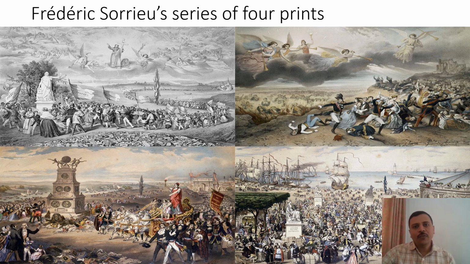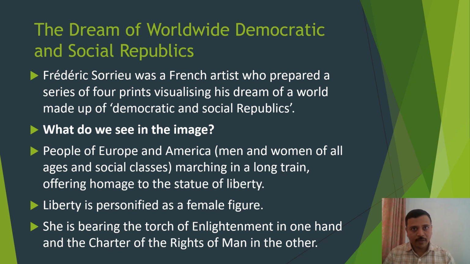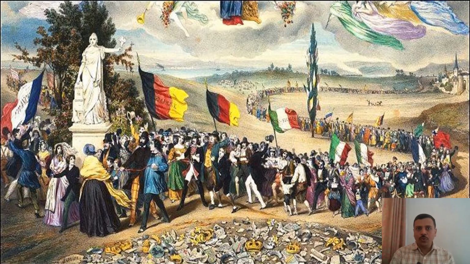So, dear friends, if we carefully observe the print that we are going to talk about, we will see that there are people of different nationalities, the people of Europe, people of America, men, women, children. You can identify them from their costumes and the flags they are carrying. They are marching towards liberty. Now, you can see in this print the Statue of Liberty. You have already studied this in your ninth standard French Revolution.